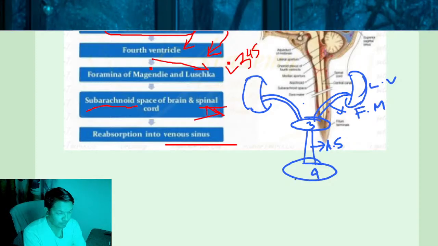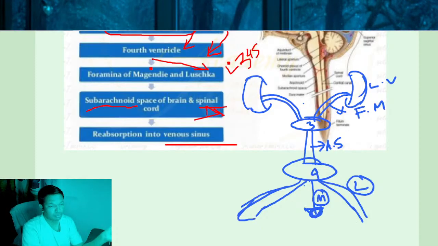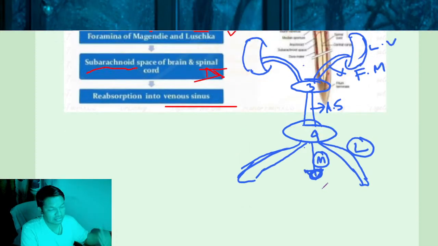Now from the fourth ventricle, they go through the foramen of Magendie and the foramina of Luschka. There is one central and two lateral. Luschka is lateral, and Magendie is the middle. Magendie is one, Luschka is two. Then they reach the subarachnoid space of the brain and the spinal cord, and from the subarachnoid space it is reabsorbed into the venous sinuses and then circulates in the brain.